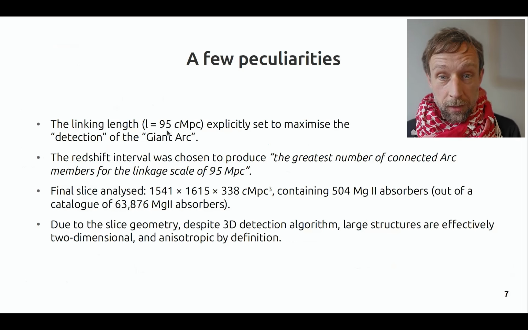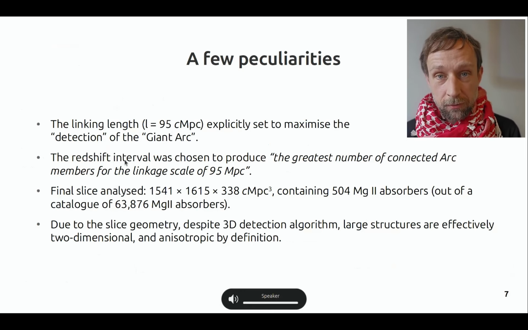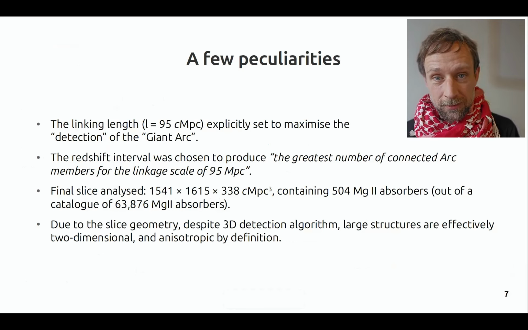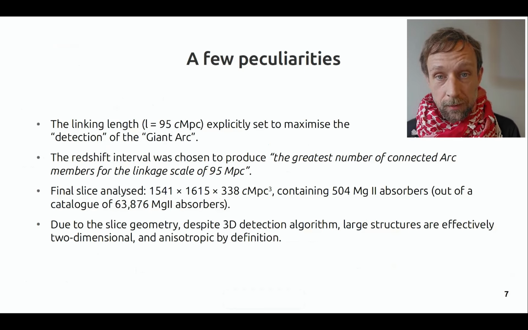And then also from a very large sample of magnesium-2 absorbers, they then considered a thin redshift slice, and they chose the redshift interval so that the giant arc, which I mentioned they had already seen by eye, would basically be identified in the most clear fashion. So they ended up with a slice that's about 1.5 by 1.5 co-moving gigaparsecs on the side, and it's only 338 co-moving megaparsecs deep. Now, that's important because this is only a small multiple of the linking length, and in fact, most of the volume in that slice is separated by less than one linking length from the side, and also a structure as big as the giant arc basically becomes a 2D structure within such a slice. So even though the analysis is formally done in 3D, it's kind of looking at a slice that is so thin that it becomes almost a two-dimensional analysis.